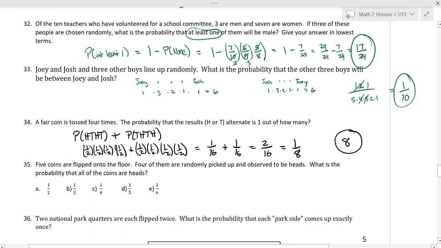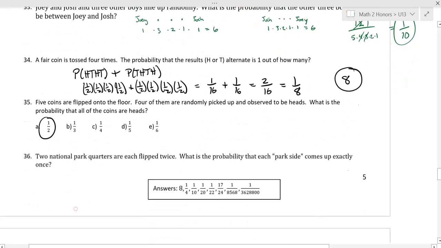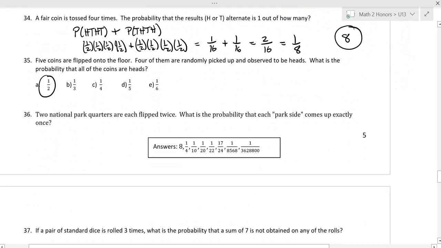35, 5 coins are flipped onto the floor. 4 of them are randomly picked up and observed to be heads. What's the probability that all the coins are heads? Well, we already know the first 4 are heads. So it's really saying, hey, what's the probability that that last coin is heads? So there's a 1 out of 2 chance. 36, 2 national park quarters are each flipped twice. What's the probability that each park side comes up exactly once?